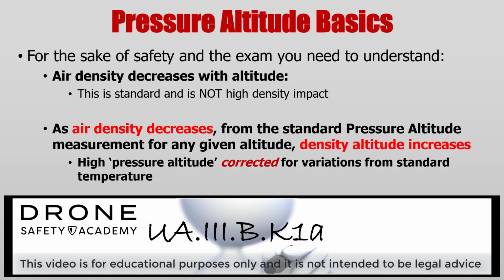As air density decreases from the standard pressure altitude measurement for any given altitude, density altitude increases. You need to commit that one to memory. Now remember back to a previous slide, high pressure altitude corrected for variations from standard temperature. These two sentences say the same thing.